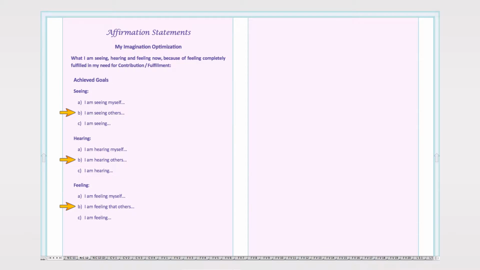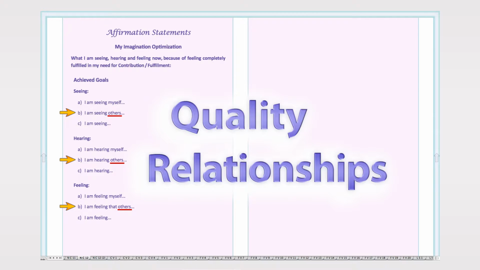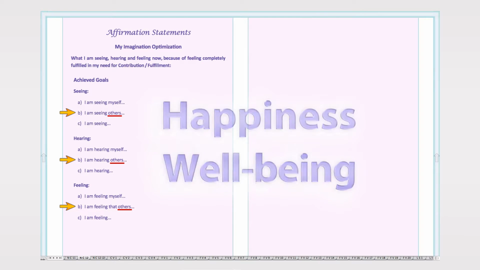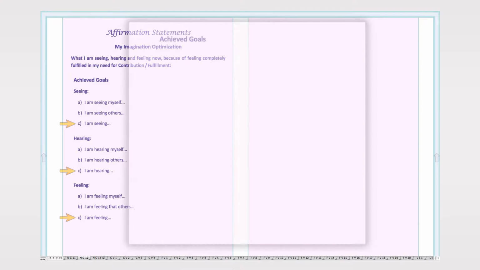The B lines focus on what you imagine others will experience because of you achieving your goals. This is important because it is the quality of our relationships with others that is the most important factor in determining our feelings of happiness and well-being. And the C line is generic. Here's what I wrote in these sections for contribution fulfillment.